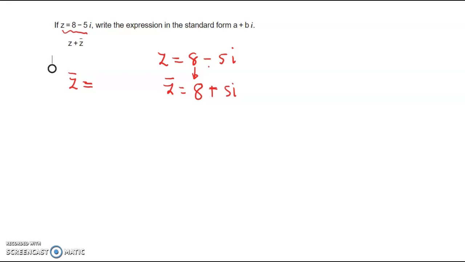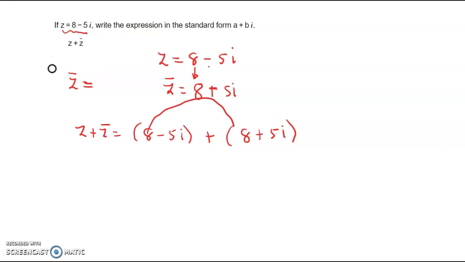So now we have all that we need to be able to find the expression z plus z bar. So to find z plus z bar, it is your 8 minus 5i, which is the z, plus your z bar, which is 8 plus the 5i. So now your real part is going to be the 8 plus 8, which is the 16, and your imaginary part is negative 5i plus 5i, which will cancel out, so that gives you 0. So the final answer to this question is 16.